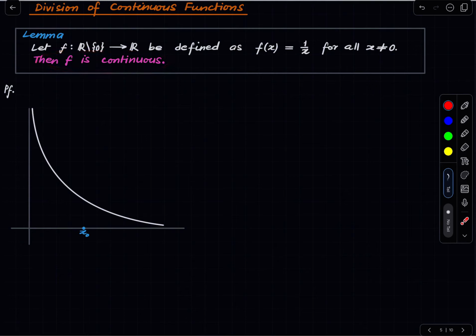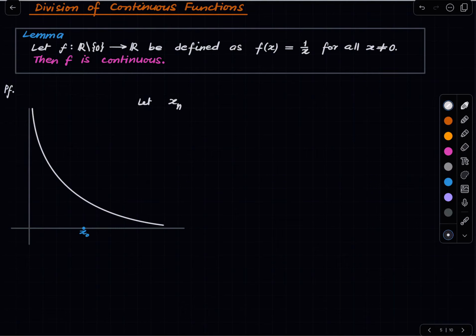And I've drawn the graph of the function for the positive reals. For the negative reals, it will be similar, something like that. So for the positive reals, it looks something like this. And we want to show that this is continuous. But this again follows immediately from the algebra of convergence we recalled earlier. So fix a sequence.